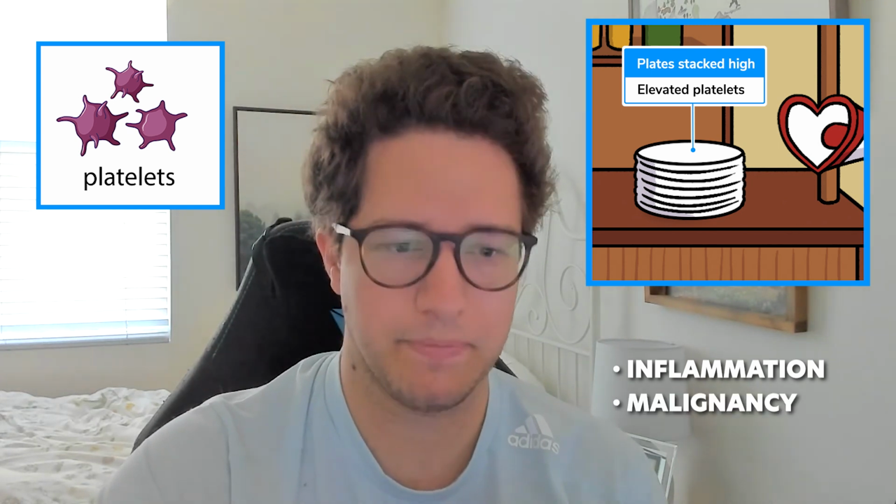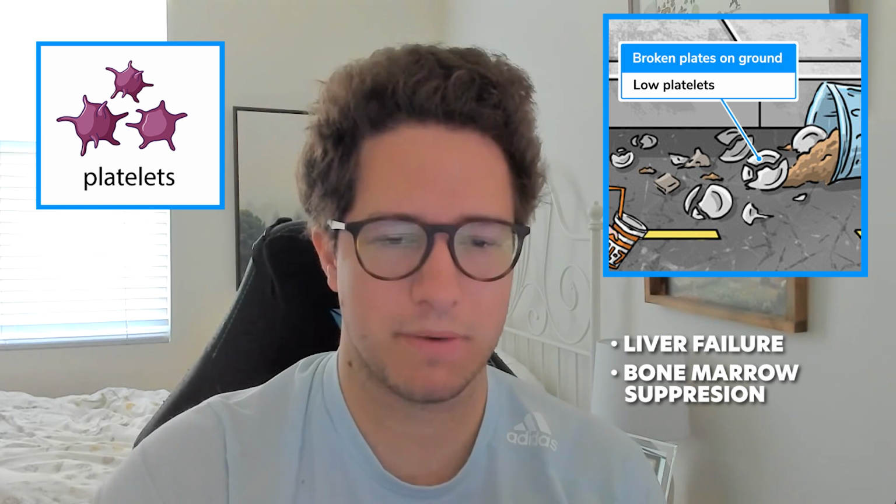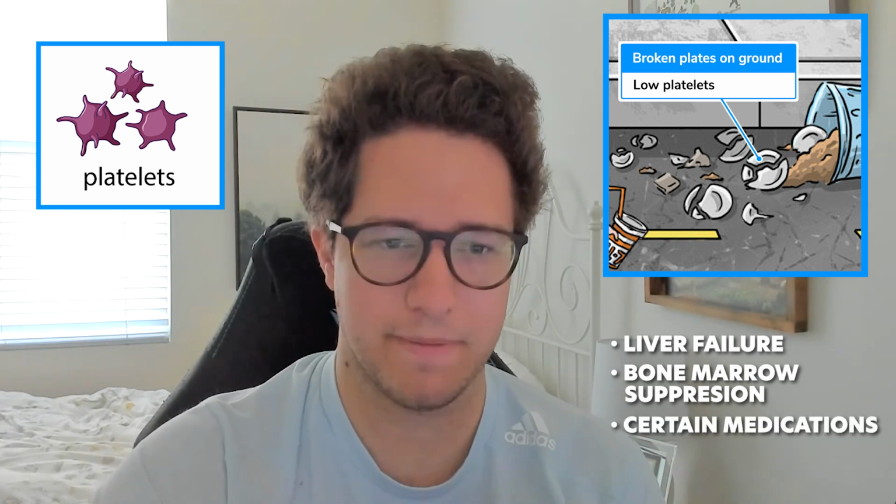When we think of platelets, if they're elevated, it could be due to inflammation or something more serious, like a malignancy. If platelets are low, you can think about liver failure, bone marrow suppression, or certain medications that inhibit platelet production. So remember, don't just chase the numbers. Always correlate it with the patient's symptoms.